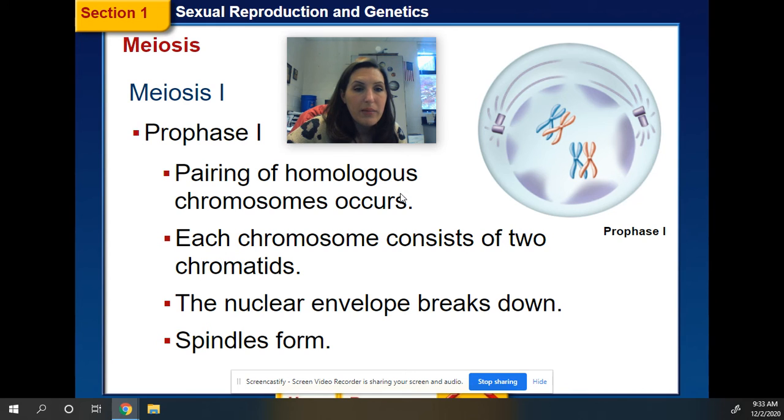Okay, prophase 1, pairing of homologous chromosomes. So remember, this is dad's and this is mom's. They've doubled in the S phase, and now they're pairing up.